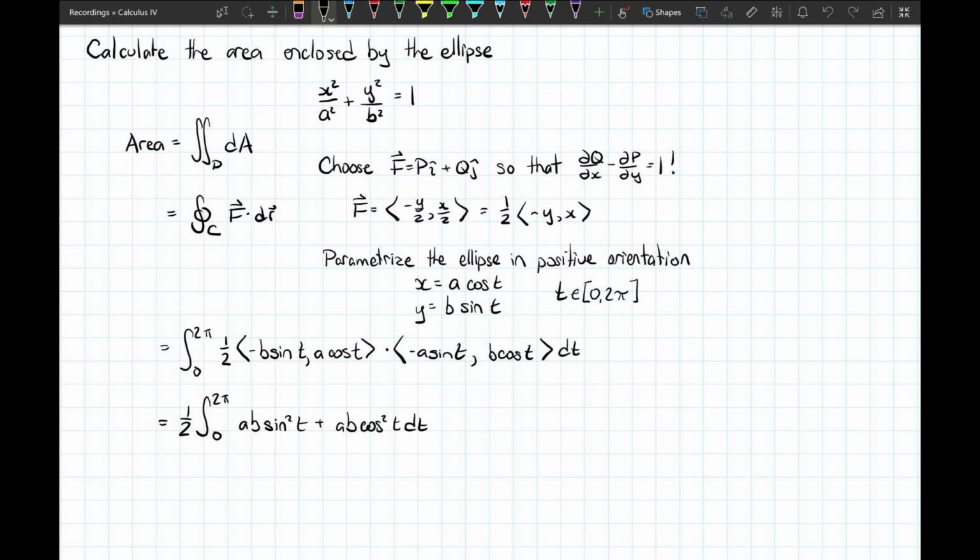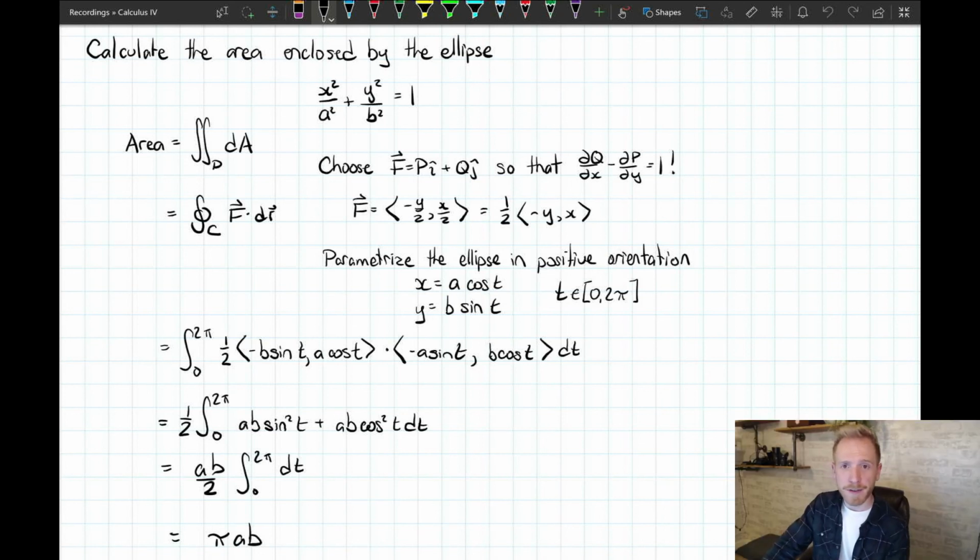But then we get to use the Pythagorean identity. Sine squared t plus cosine squared t equals 1. a and b are constants, so they can join the 1 over 2 out front, and we simply just need to integrate 1 from t equals 0 to 2 pi. And that gets us 2 pi, which cancels the 2, and ultimately our area equals pi ab. And this also fits with what we expect for a circle. A circle is just an ellipse where a and b are both equal to r, and then this formula would become pi r squared. And there we go.